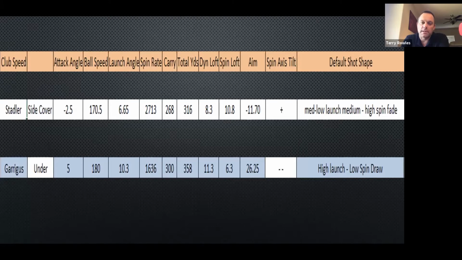We can get Stadler to hit draws just the same way that Patrick Reed hits draws, and just the same way that Rory McIlroy hits draws. So we can increase his attack angle, but this is just assuming that they aim straight. The launch angle of Stadler is going to be a lot lower, and spin's going to be higher, and Garrigus is going to hit up on it more.